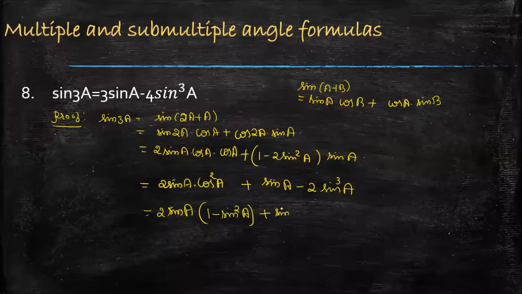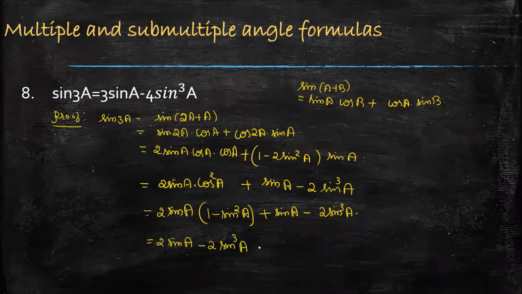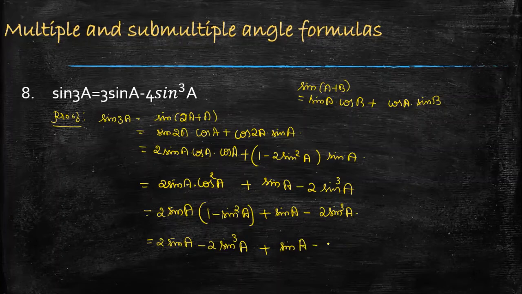Plus sin A minus 2 sin cube A. This I'm going to simplify further. Multiply 2 sin A into 1, 2 sin A. 2 sin A into minus sin square A, that is minus 2, first multiply the numbers. Minus 2 sin A into sin square A becomes sin cube A. Plus, the rest stays as it is, sin A minus 2 sin cube A.